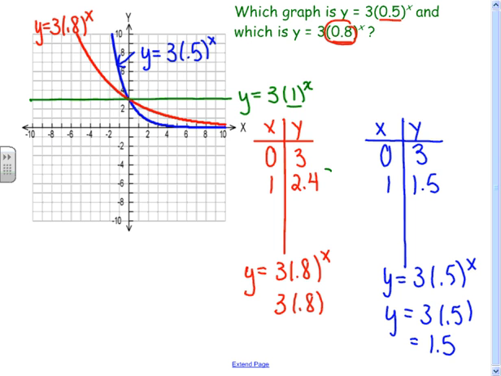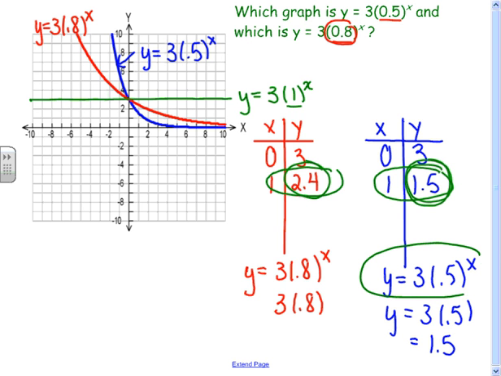So if we compare these two points, which one is decreasing faster? Obviously, it's this one. This one's coming down faster. It's going down to 1.5, whereas this one's going down to 2.4. So this is going to be the equation with the steeper curve on the graph, and it corresponds to the blue one. You can see that pretty clearly on the graph.